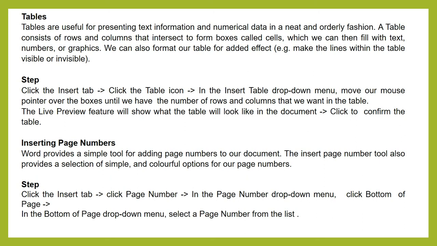Okay, now see, table means what? Tables are useful for presenting text information and numerical data in a neat and orderly fashion. Okay, and a table consists of lots of rows and columns, and when the rows and columns intersect each other, it forms a box that is called a cell. Okay, so we can fill in text, numbers or graphics type of data. That means the intersection of rows and columns prepares cells, so inside the cells you have to type the data in text or numeric format.